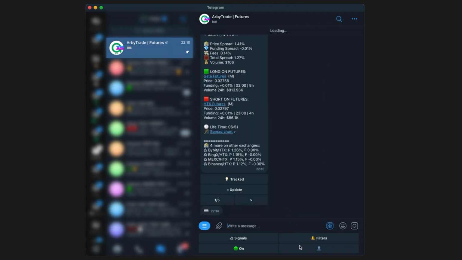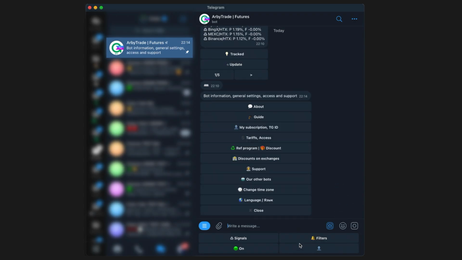In each of our products, there is a tab with information about the bot, a short guide on how to work with the bot, information about tariffs and how to get access, as well as the ability to get a discount through the referral program or become a referrer yourself, and more.